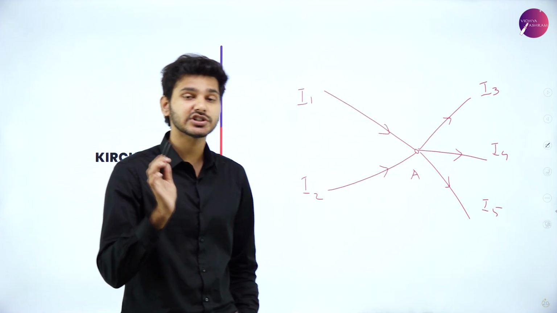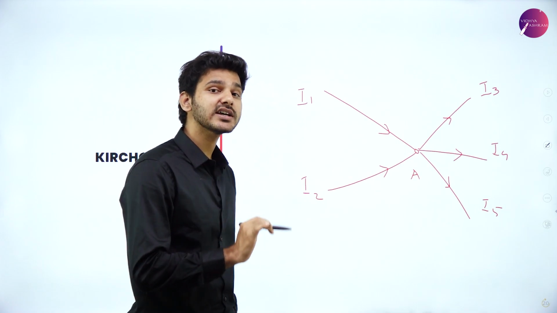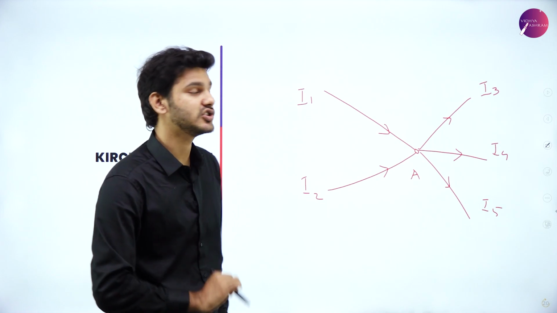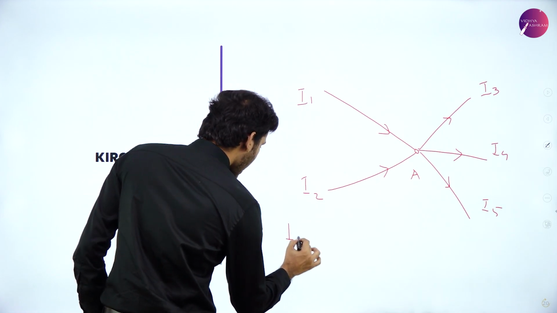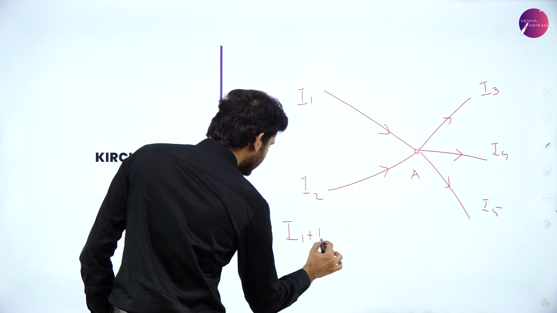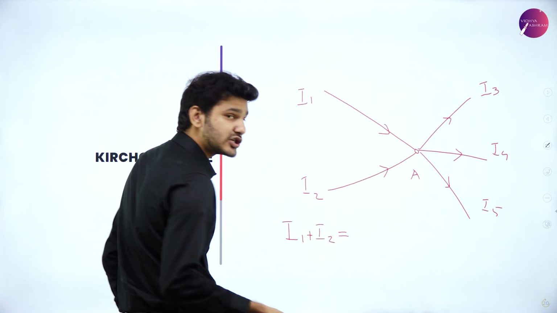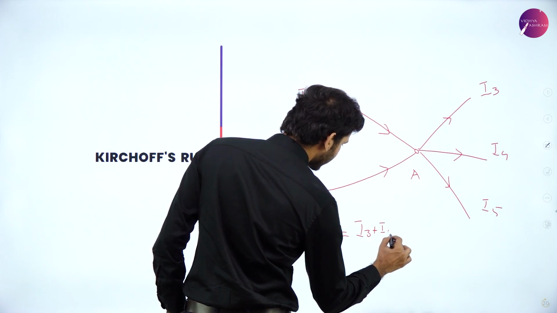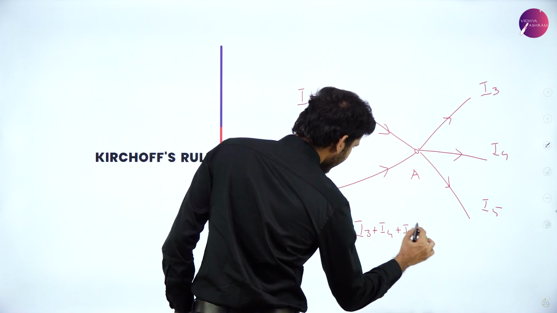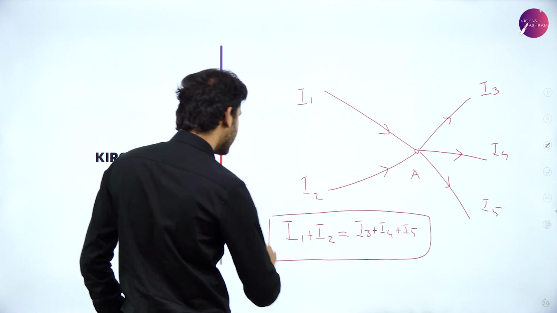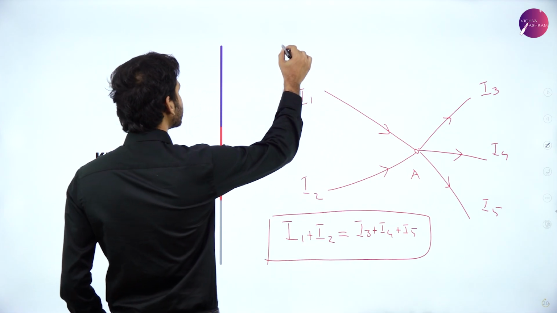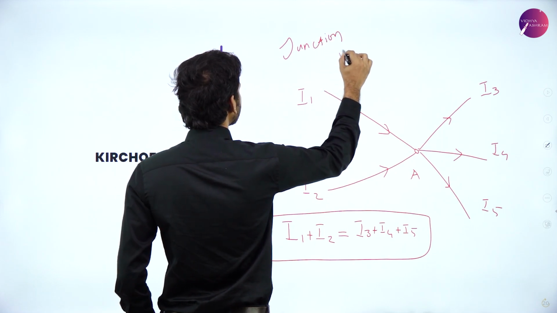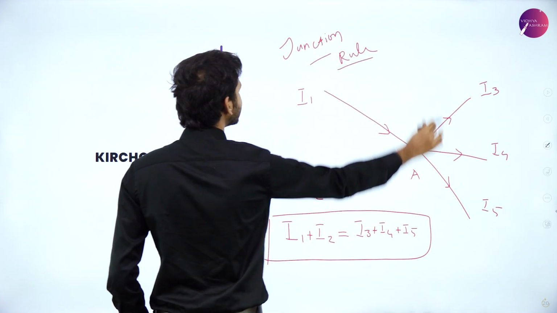Then Kirchhoff's junction rule states that all the current entering into that particular junction should exit from that particular junction, which means that I1 plus I2 will and should be equal to I3 plus I4 plus I5. And this is nothing but Kirchhoff's junction rule. This is the junction rule.